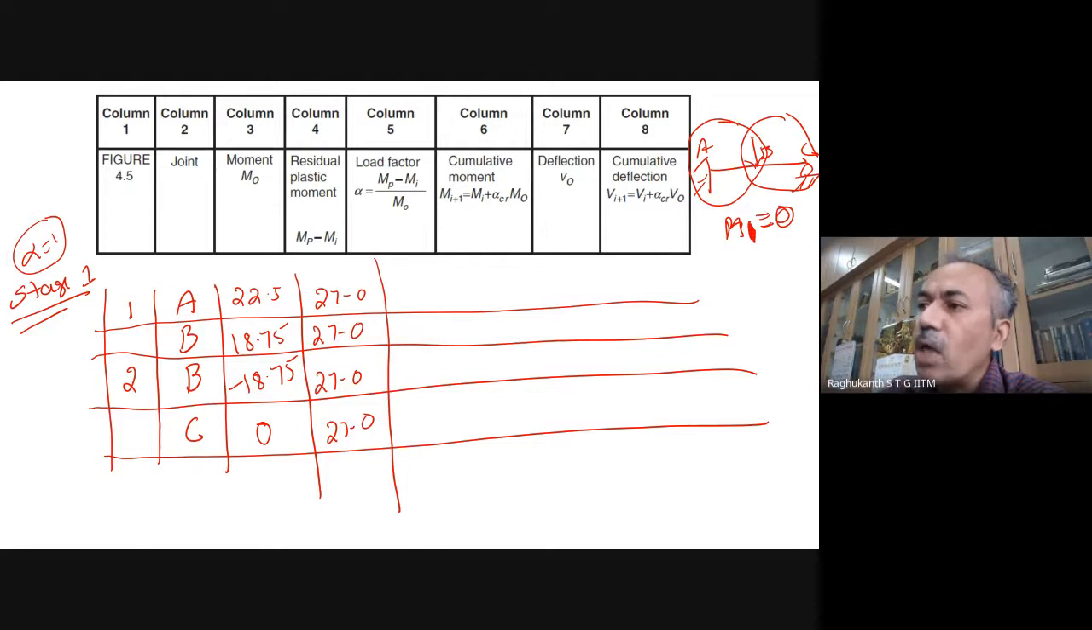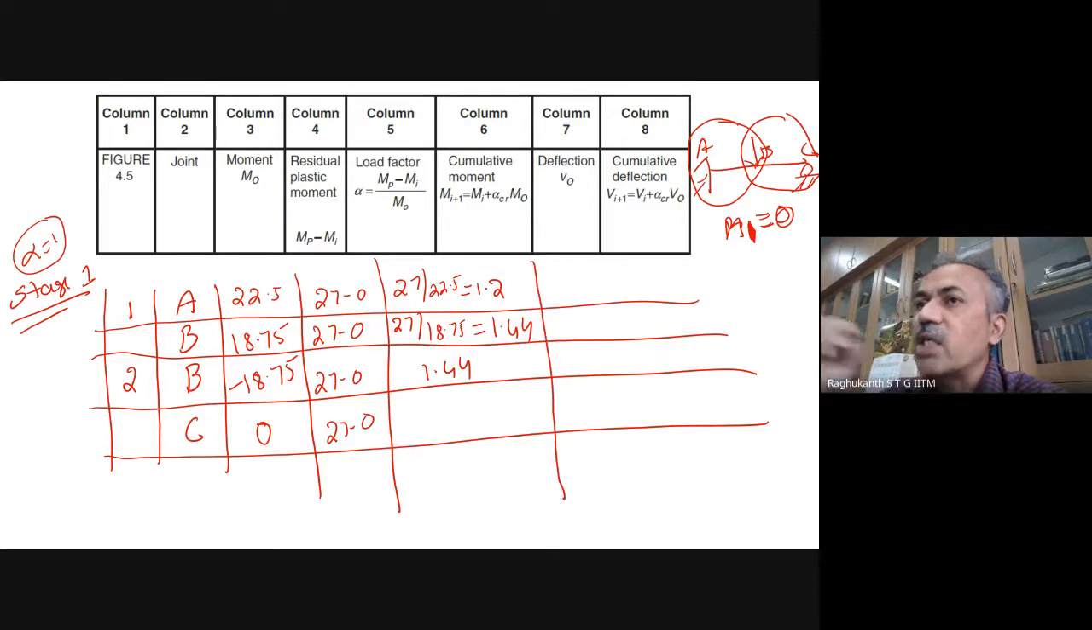Now we have to find the load factors, that is this divided by M0. So that is 27 by 22.5, which turns out to be 1.2. And this one is 27 divided by 18.75, which turns out to be 1.44. For the last one, there is nothing actually, because it is already a hinge. And now the cumulative moment distribution has to be taken.